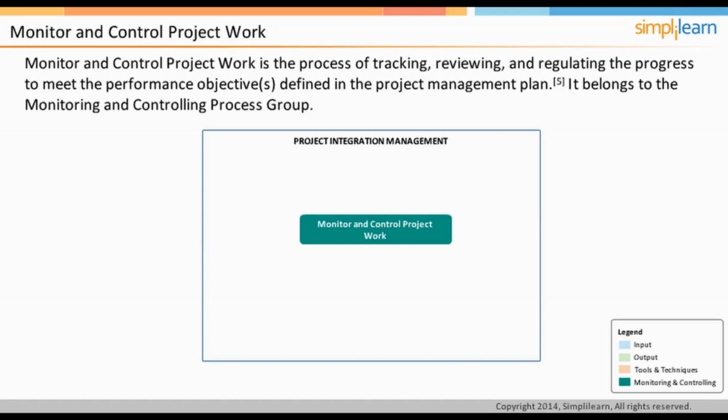Let us also look at the key inputs for the monitor and control project work process. Project management plan is the key input, as the performance measurement baselines are part of the project management plan. The other key input to monitor and control project work is work performance information. It is the status of the project, that is, the status of the project deliverables, the cost incurred, the time elapsed in the project, etc.